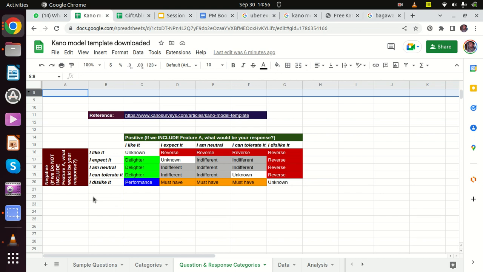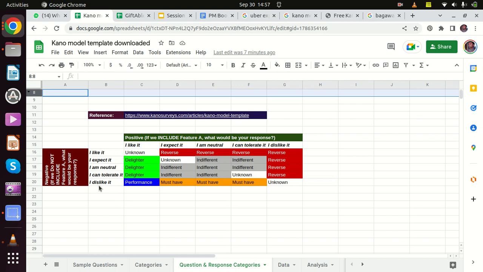Now for the same feature A, I ask the functional question to the customer: if I include feature A, what would be your response? Let's start with the negative response, which was, I dislike it. And for the same feature, if it is included, the customer says, if you give me feature A, I like it. That is the choice that the customer has made. I like it that you are giving me feature A. That is the answer to the functional question.